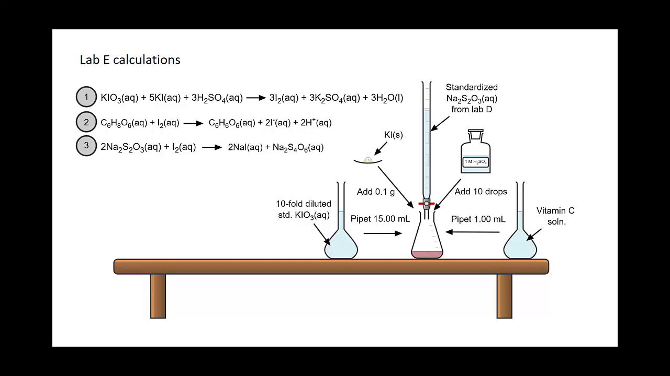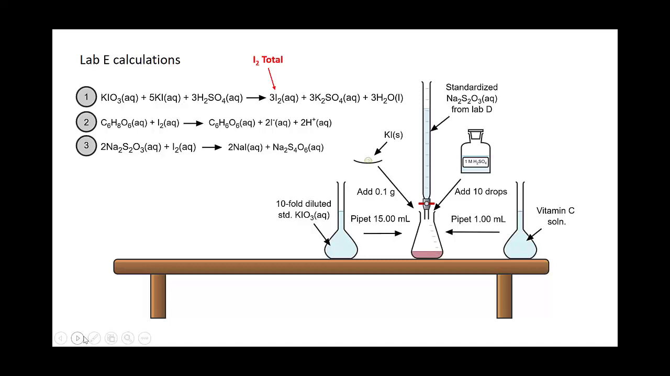One way to think about this is consider the 10-fold diluted standard potassium iodate. We pipette 15 mL of this into our Erlenmeyer. Now note this is a larger volume than in LabD. This potassium iodate defines how much I2 total will be present in the Erlenmeyer, as the potassium iodide and the sulfuric acid are in excess.